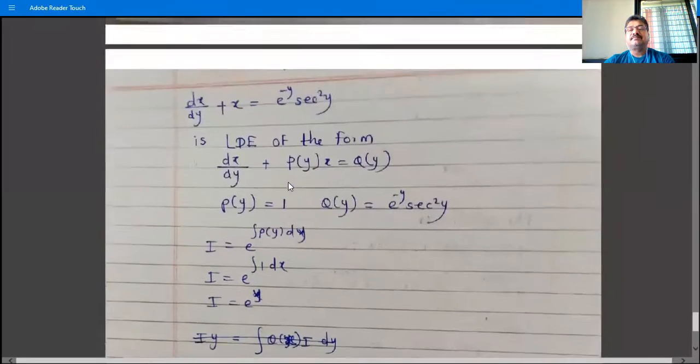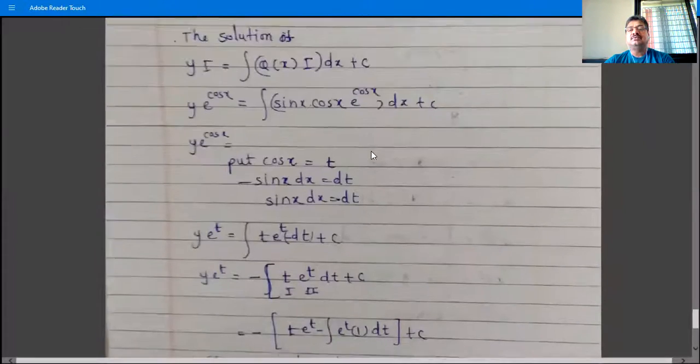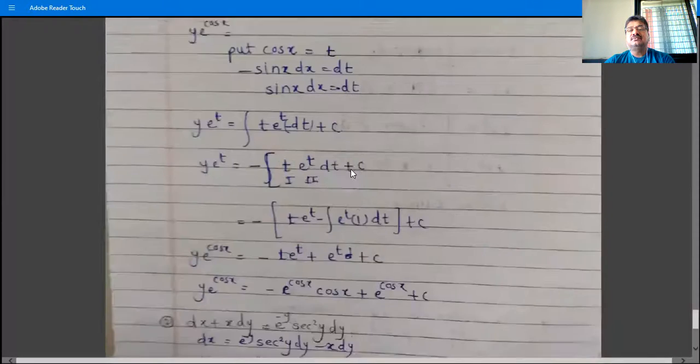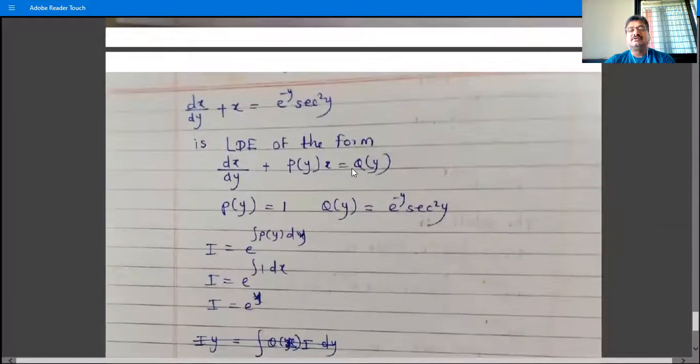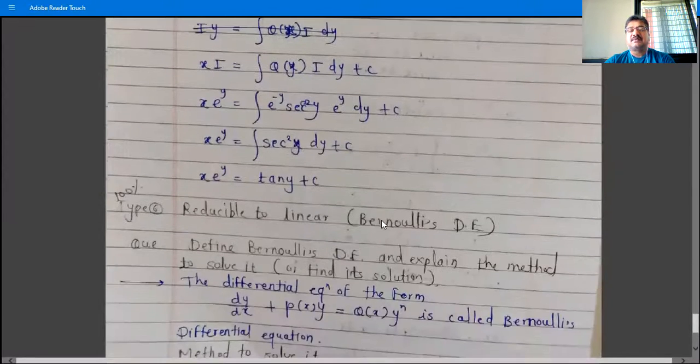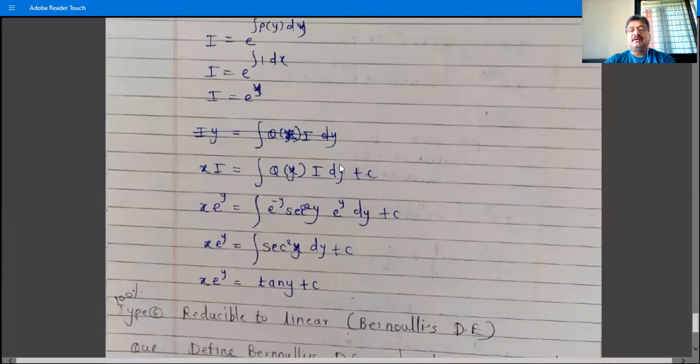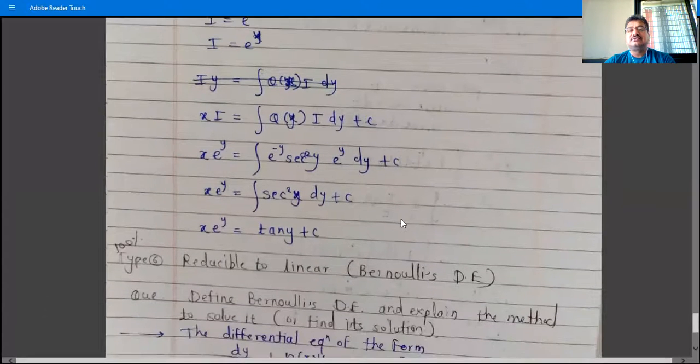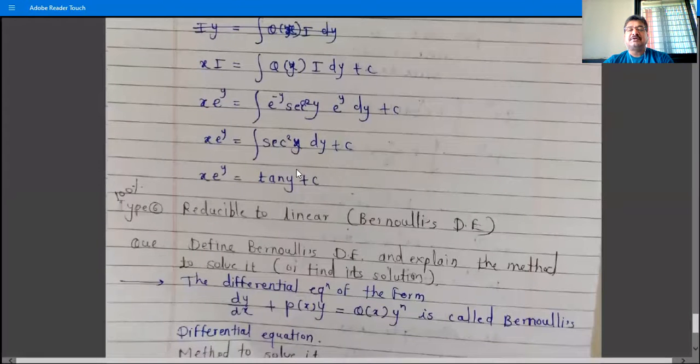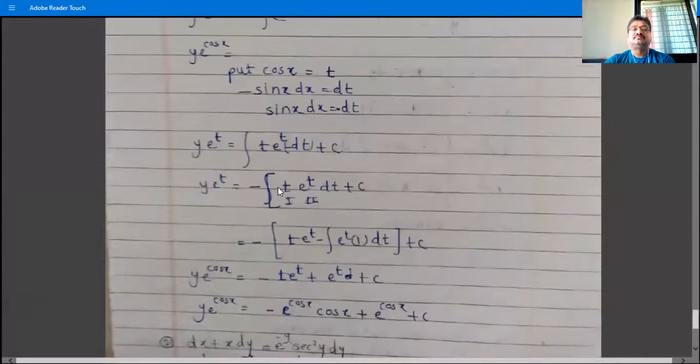What is Q(y)? Q(y) is e raised to minus y sec square y. Substitute that Q(y), and I is e raised to y, dy, is equal to constant. So e raised to minus y and e raised to y become e raised to 0, means 1. So we have just integration of sec square y dy, and the integration of sec square y with respect to y is tan y, because the derivative of tan y is sec square y. So x e raised to y is equal to tan y plus constant, the general solution of that differential equation number 2.